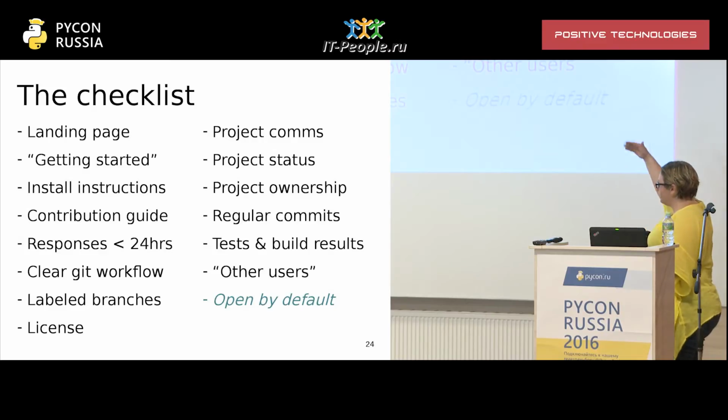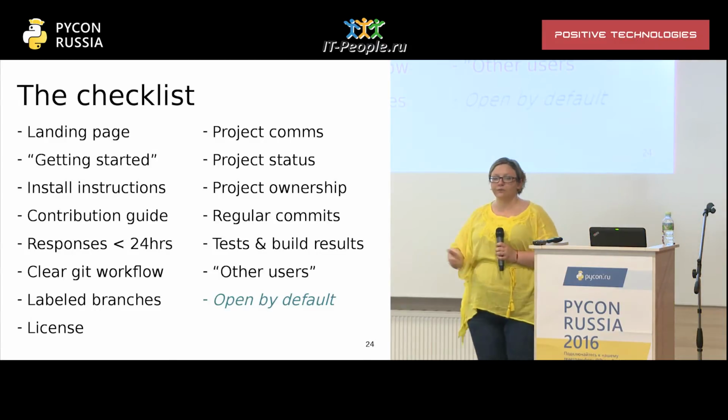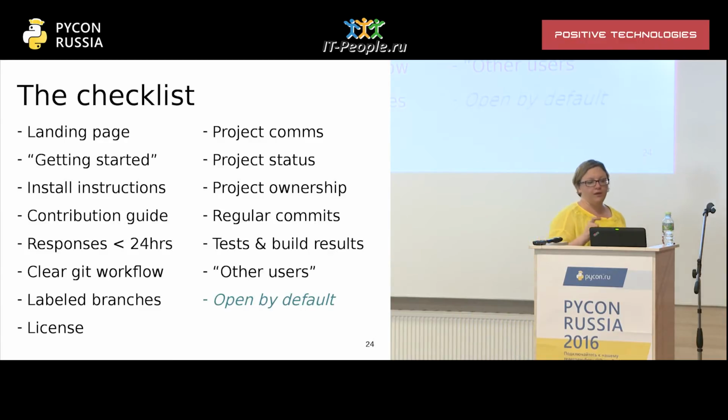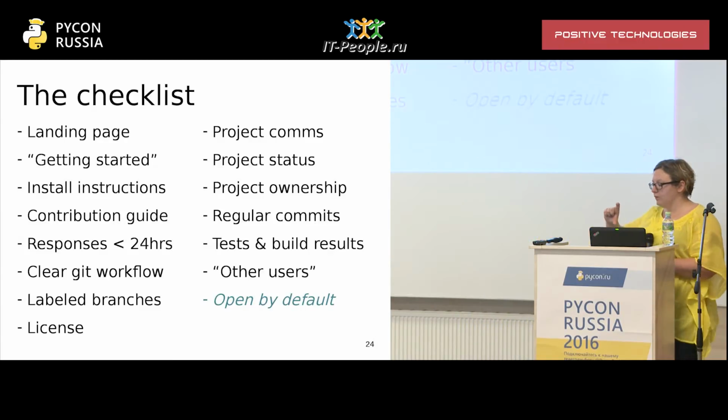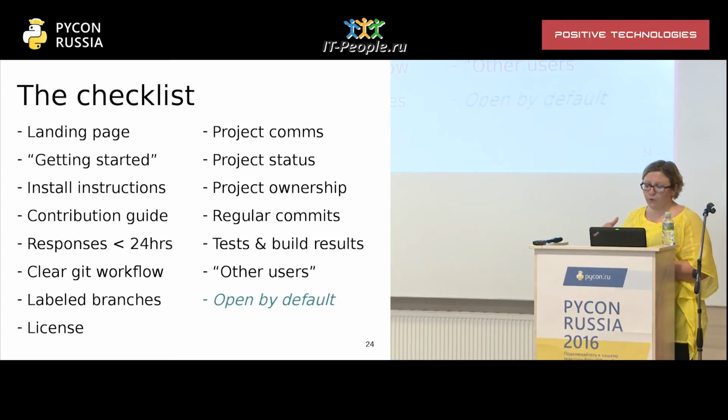Clear, and these sort of are in kind of a complexity order, but clear GitHub workflow that goes along with contributing, labeled branches, license. If there's no license, you've lost a bunch of users right there. Project communications, so people know where to ask questions, unless there's a point where the project gets so big that they can go anywhere on the internet to ask questions, like Stack Overflow. But when a project is small, it's important for people to access the project maintainers directly, like a list on Google or some other email list or Slack.